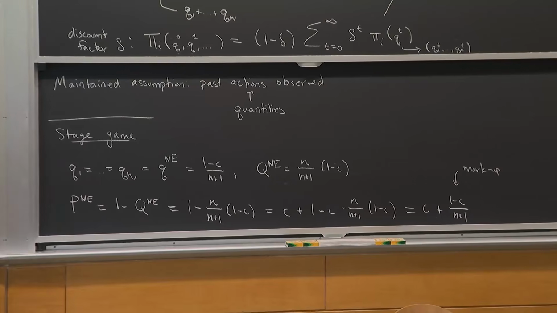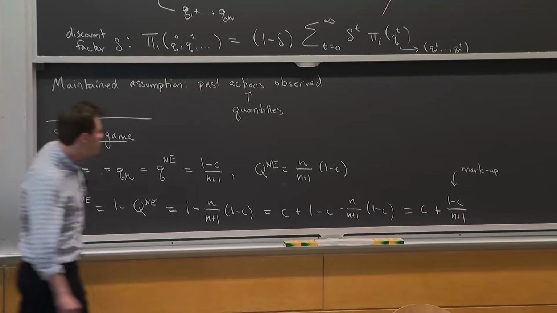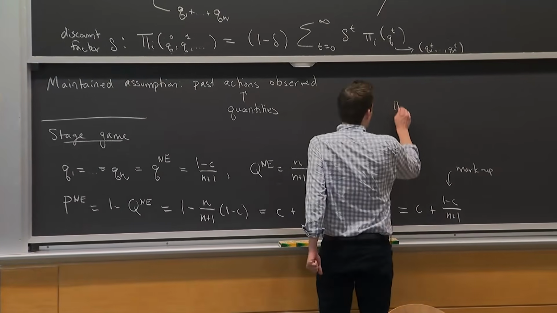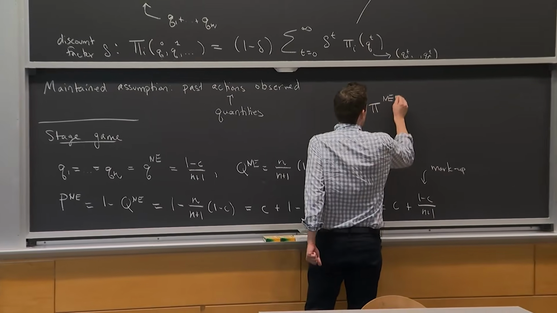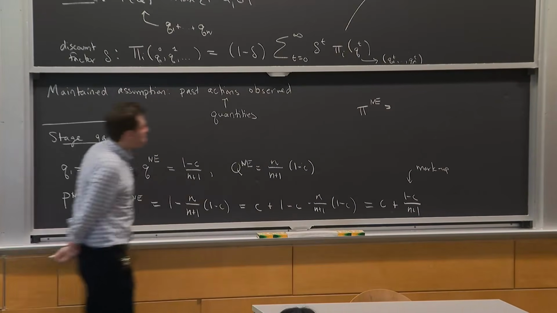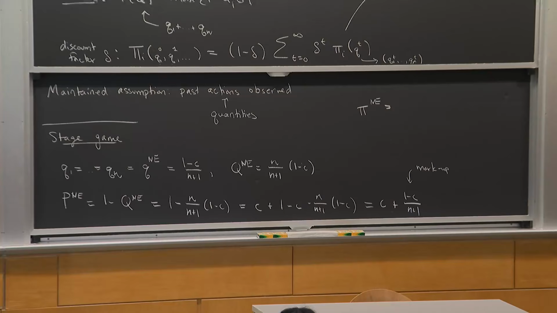OK. And now let's just compute one last thing, which is what is pi NE? So what is the profit that each firm makes in this equilibrium?